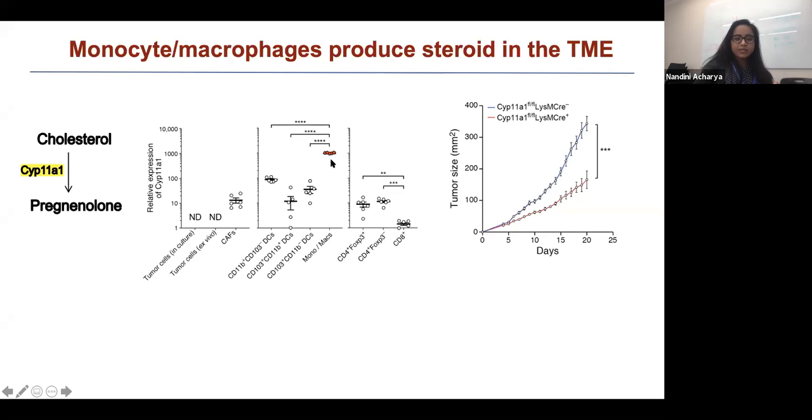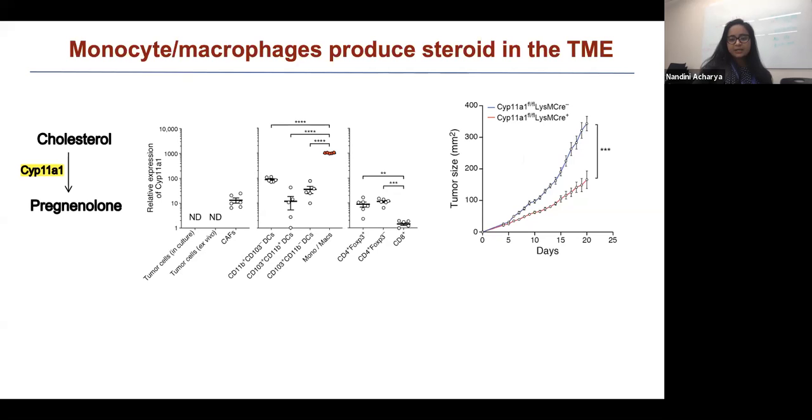But most interestingly, we saw that the macrophage monocyte lineage cells had the highest expression of CYP11A1. So if you pay attention here, this is in log scale. The expression of CYP11A1 by the monocytes and macrophages was really much higher compared to any of the other cell populations analyzed. So we wanted to study the physiological relevance of this. What we did is we generated these mice, CYP11A1 flox Lyz-Cre, where CYP11A1 is deleted specifically from the monocyte macrophage lineage cells.